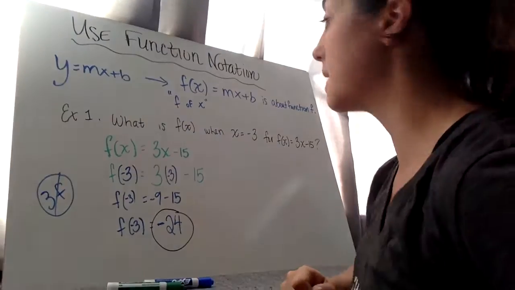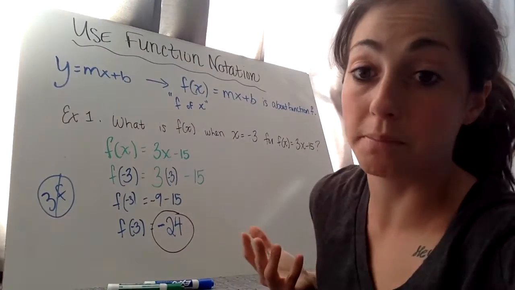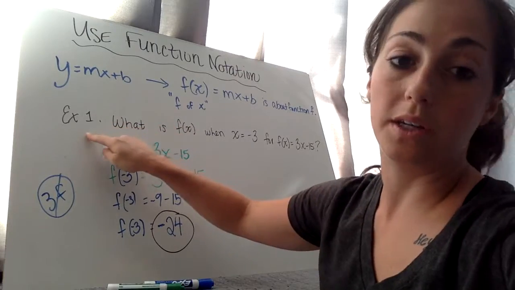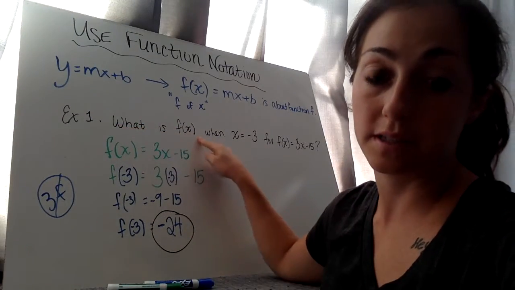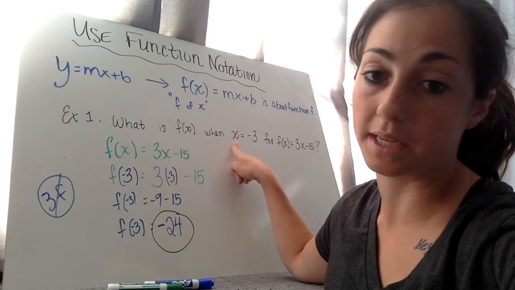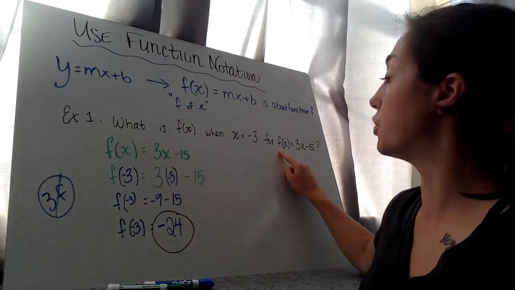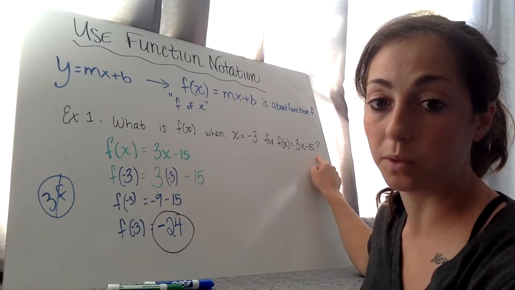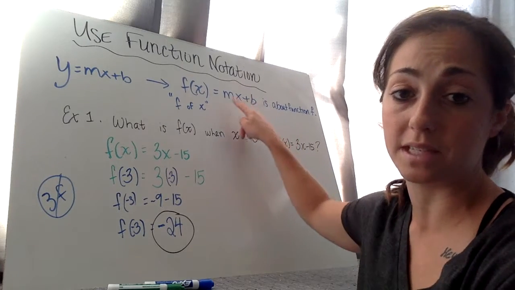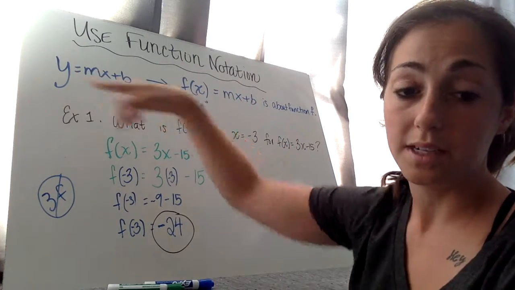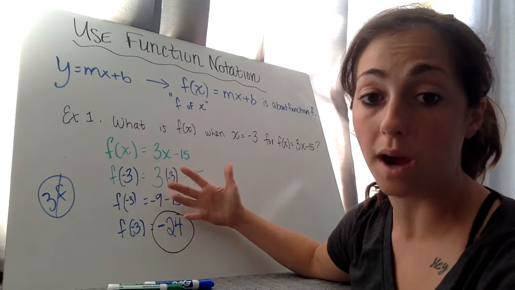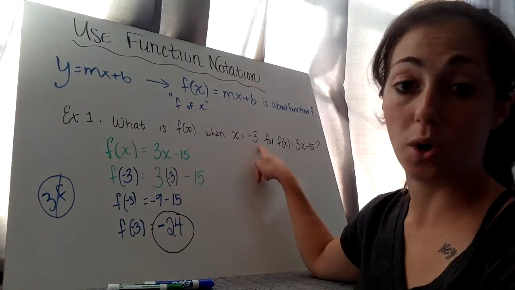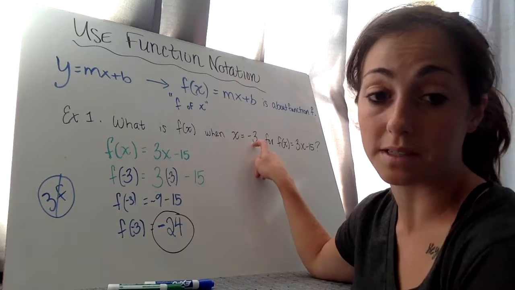Anyway, example 1. See how this is important and how you can relate this. You'll get a question like, what is f of x when x equals -3 for this equation, f of x equals 3x minus 15. So what are we looking for? We're looking for f of x, and f of x is another way of saying y. So we're looking for the value of y when x equals -3. All we got to do is plug in -3 for x.